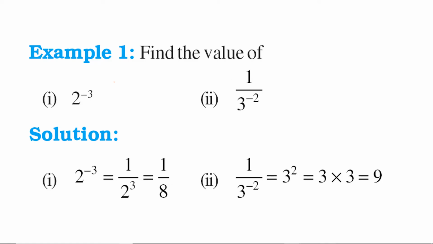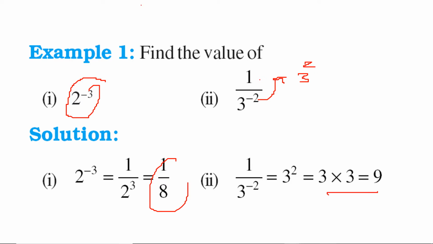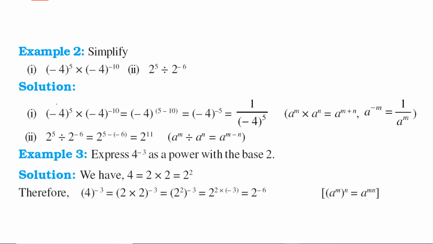We have to find the value of this. This is simply 1 by 2 to the power 3, that is 1 by 8. This is simply, you take this up. So 3 square is 9. You have to simplify minus 4 to the power 5 into minus 4 to the power minus 10. This is same base, so 5 minus 10 is minus 5. So this will be equal to minus 4 to the power minus 5. That is 1 by minus 4 to the power 5. Here 2 to the power 5 divided by 2 to the power minus 6. So we have bases same, and this power will be subtracted. So it will be 5 minus of minus 6.